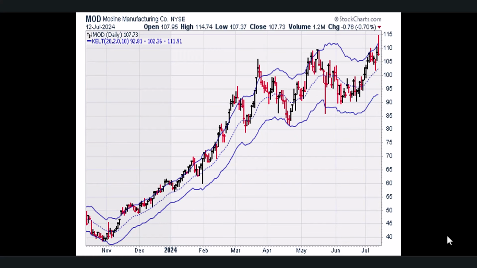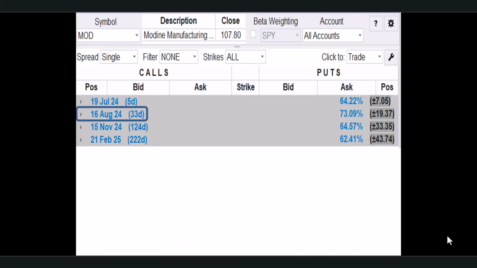Next, we're going to look at a daily chart that displays the Keltner channel. As a rule, we don't want to buy calls if the stock price is above the upper Keltner channel line. Anywhere inside the Keltner channel or even below the Keltner channel is fine. MOD is below the upper Keltner channel line, so MOD is inside the buy zone. Since the trend is up, we want to buy a call.